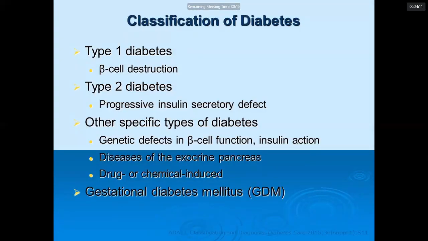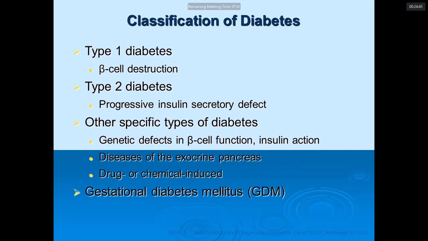How do we classify diabetes? The common causes of diabetes are type 1 and type 2. Type 1 is approximately beta cell destruction and beta cell failure. 90% of our beta cells are destroyed before the patient develops diabetes. It is mostly an autoimmune disease, we have insulitis and destruction of beta cells, and there are positive antibodies in these patients.